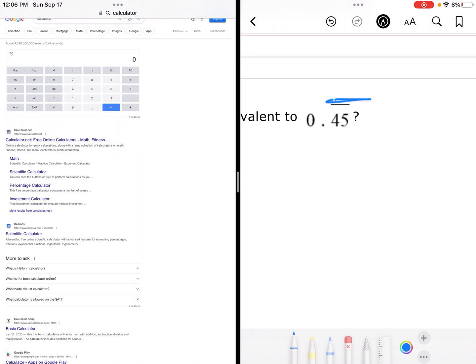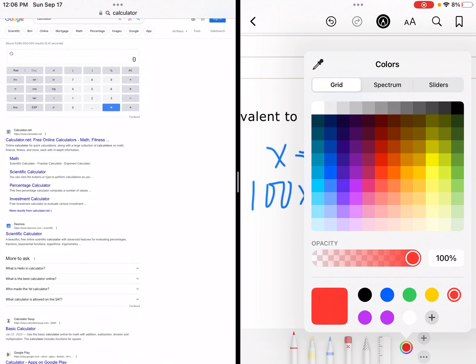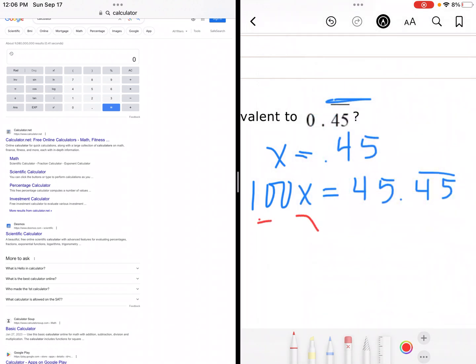So I'm going to have x equals 0.45, and I know that 100x equals 45.45 repeating. So my next step is to subtract off the part that repeats. So I'm going to do minus x and then minus 0.45 repeating. So I end up with 99x equals 45.